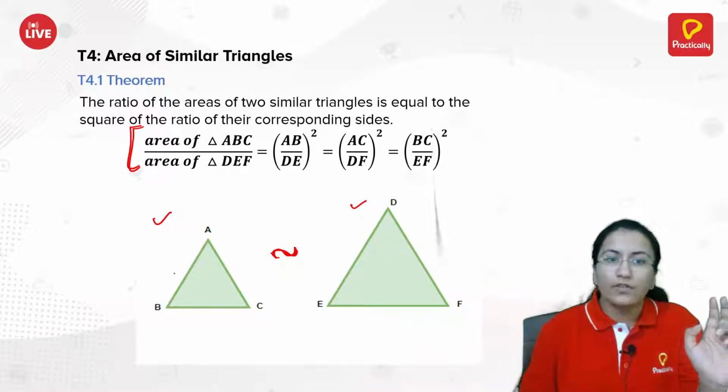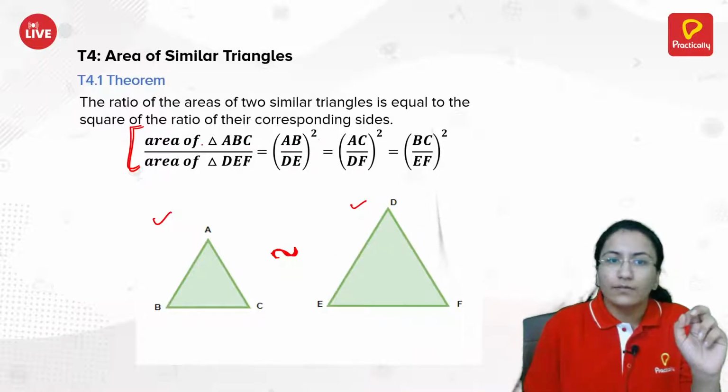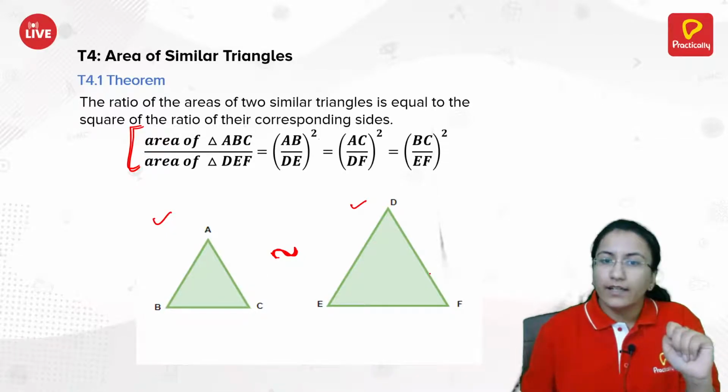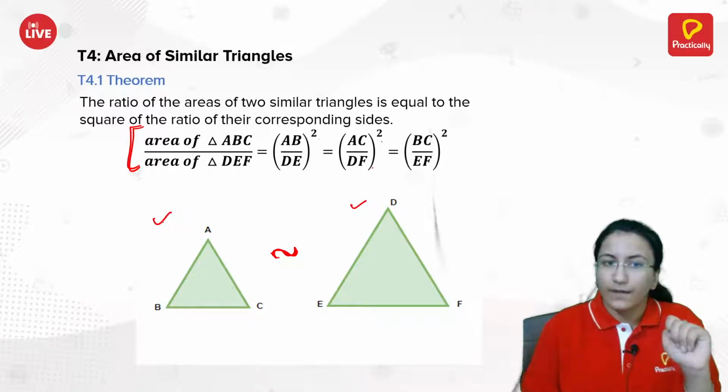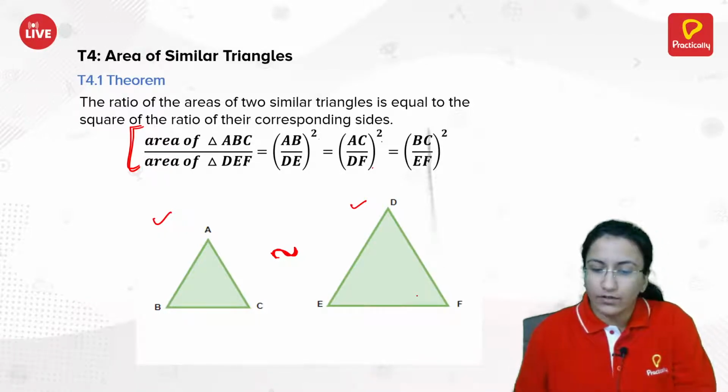If you have the ratio of AB by DE, just square it, and this would be equal to area of triangle ABC by area of triangle DEF. Or you can take AC by DF, just square it, and you will have the ratio for area. Or just take BC by EF and square the ratio.